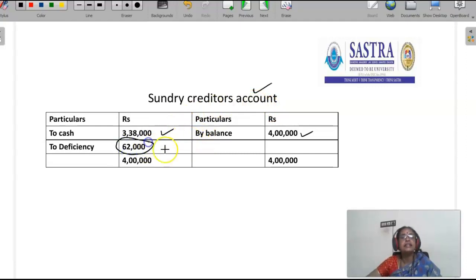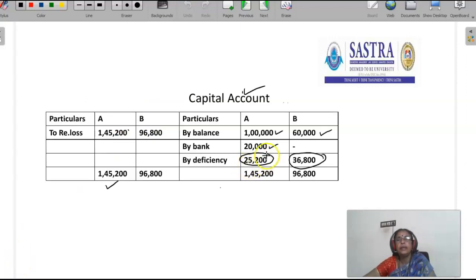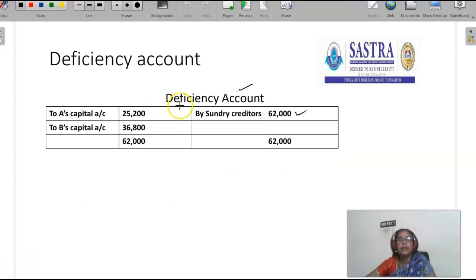So the deficiency is 62,000. They have to be given 4 lakh rupees, but they are given only 3,38,000. The deficiency is 62,000 rupees. Then the deficiency account: the sundry creditors' deficiency is 62,000 rupees. See the capital accounts of the partners. A's deficiency is 25,200 and B's deficiency is 36,800. The deficiency of the partners' capital accounts should be transferred to the deficiency account.